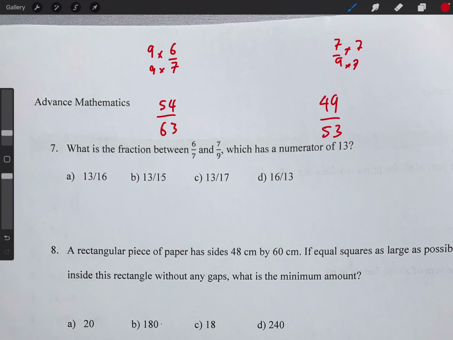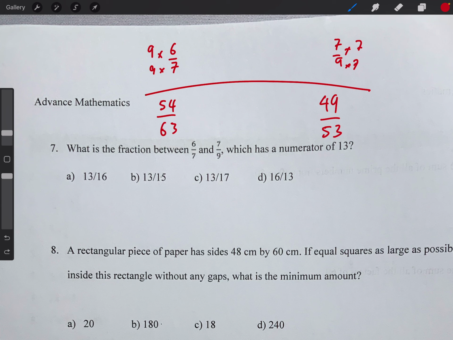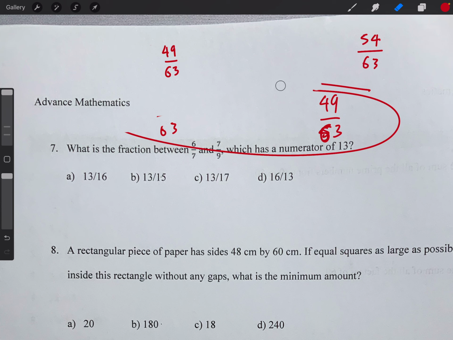Now it says what fraction is between these two numbers. So first of all, we should swap them around. 49 over 63 should go over here, and then 54 over 63 should go over here. Oh, by the way, that should be a 63 down here. So what number could go between there? Well, all the numbers that can go between are whole numbers, obviously, because fractions deal with whole numbers.